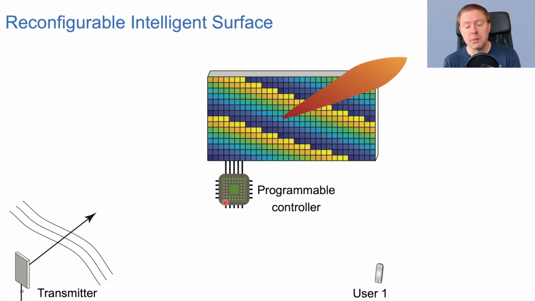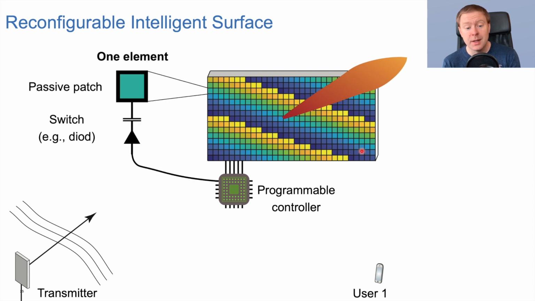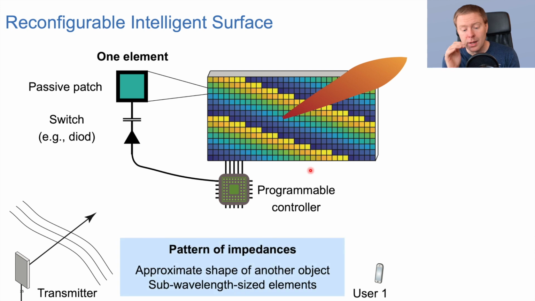And it's this programmable controller that is doing all of this magic. So the surface is containing many small passive patches, like an antenna. But we don't have a radio connected to it. Instead, we terminate it, and we have a switch that can change properties of it based on this controller here. What kind of properties? Well, the impedance of the element.